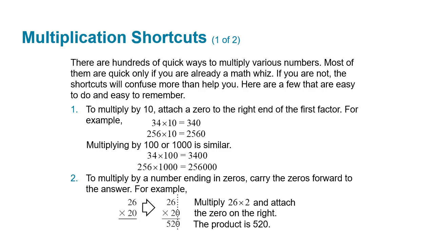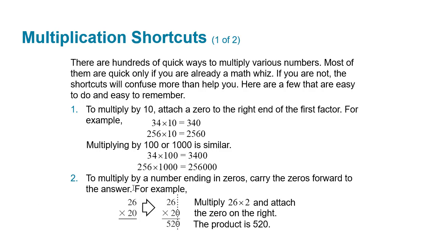Now, there are some shortcuts that can help you with multiplication. Many of them are very, very complicated, would make your head hurt just trying to think about them. But there are some really easy ones. Like, obviously, if you're going to multiply by any power of 10, you're just going to add zeros, right? So if you multiply by 10, you add 1 zero. You multiply by 100, you add 2 zeros. You multiply by 1,000, you add 3 zeros, so on and so forth.